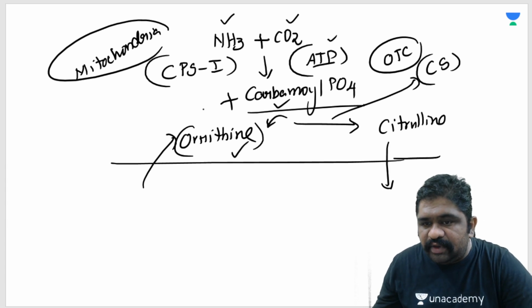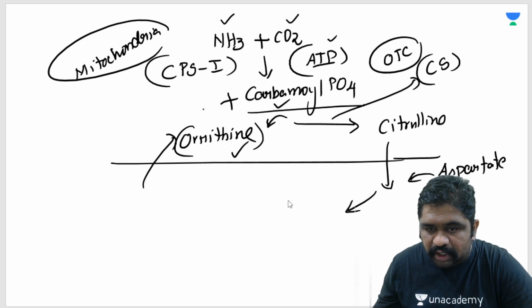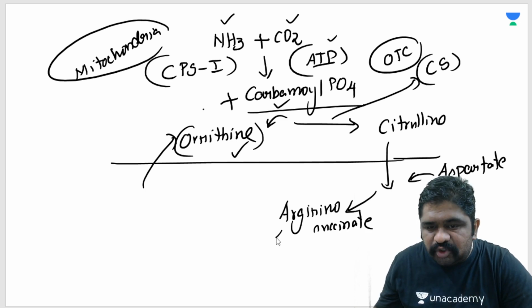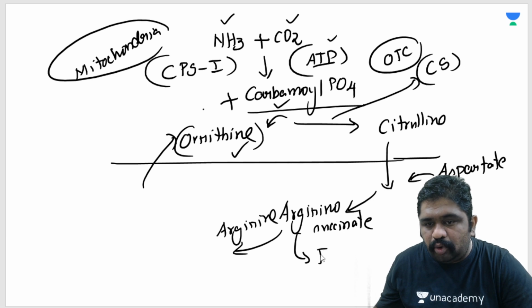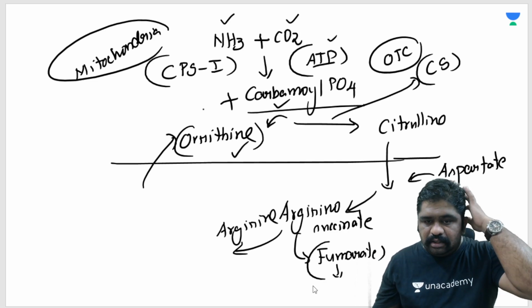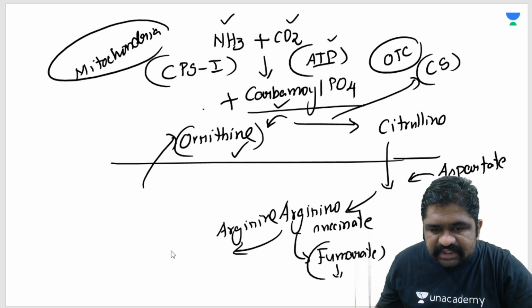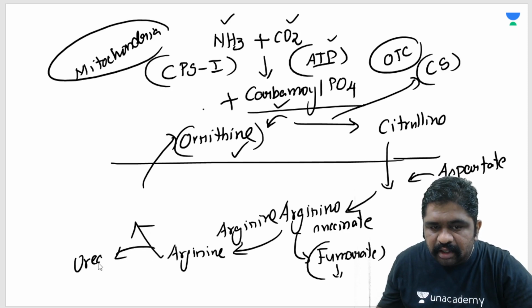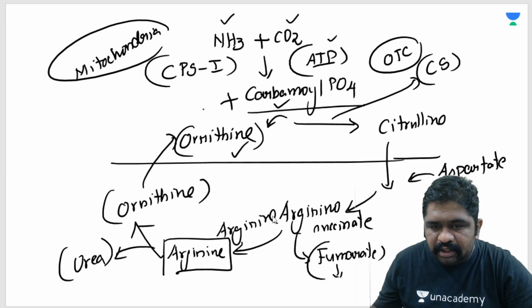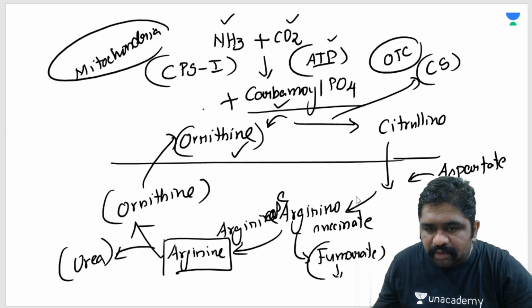Now that citrulline will react with another amino acid called aspartate. That aspartate and citrulline can give you a new compound called argininosuccinate. This argininosuccinate will break to liberate arginine, but you will be expecting succinic acid, but no, what comes out is fumarate. This again enters into the TCA cycle, but here the arginine will again move. This arginine will be acted upon by the enzyme called arginase and lose the urea and regenerate ornithine. Remember, urea plus ornithine is logically arginine. The enzyme is arginase and this comes from argininosuccinate.